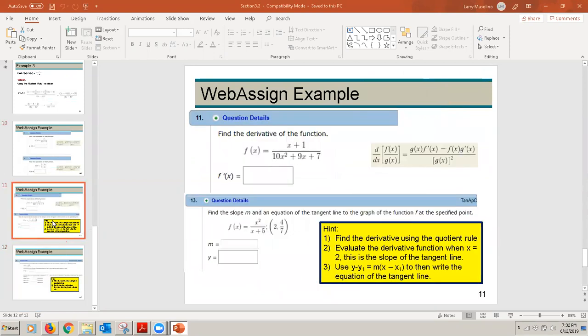All right, how about if we do this top example? And again, the first thing I'm always going to do with these kinds of problems is label this top part I'm thinking of as F, and this bottom part I'm thinking of as G. So let me use the quotient rule. First part, it says if I want the derivative function is plug in G. So I'm just going to copy the denominator, 10x squared plus 9x plus 7.